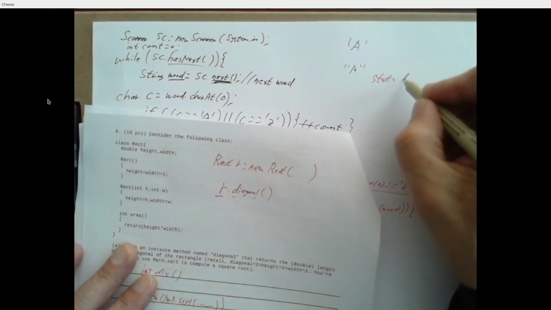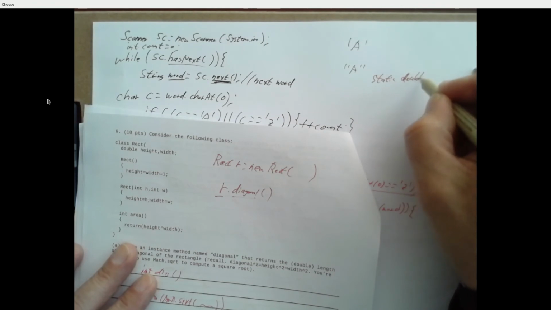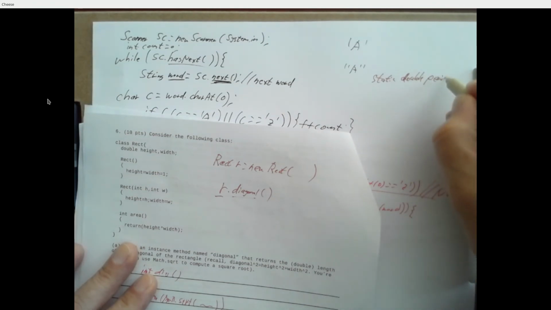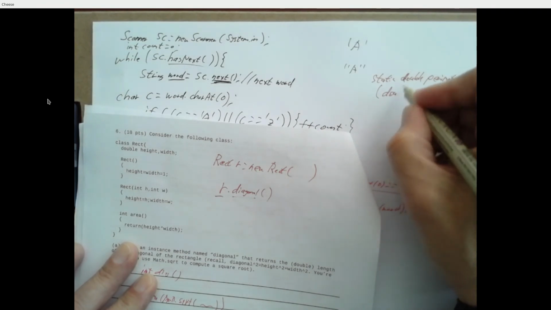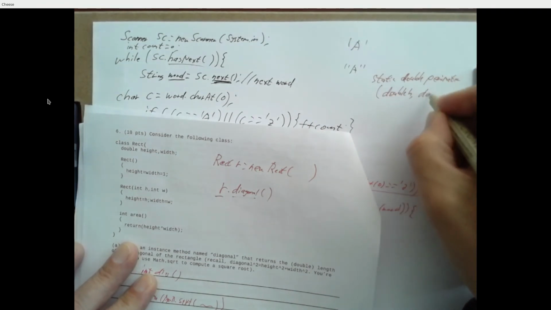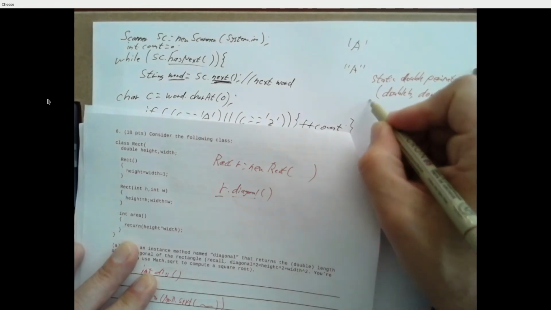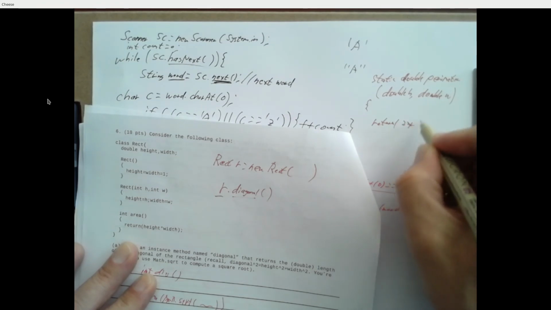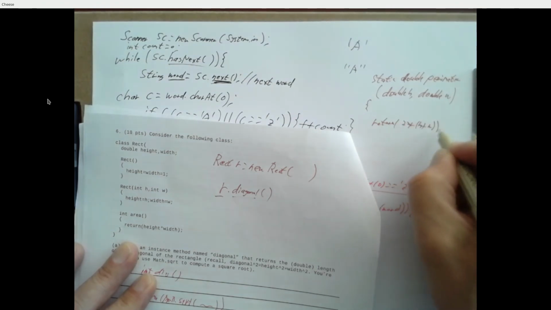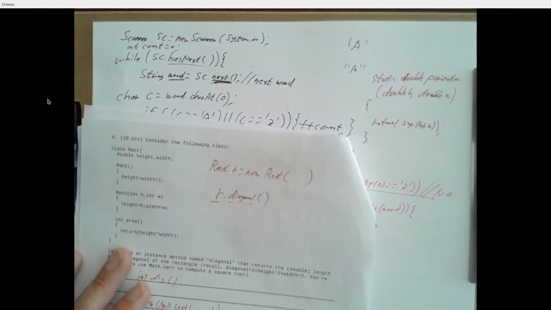So you could do something like double perimeter, and you pass it a pair of arguments, double H, double W. And it returns 2 times (H plus W).